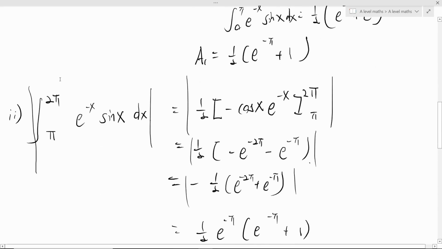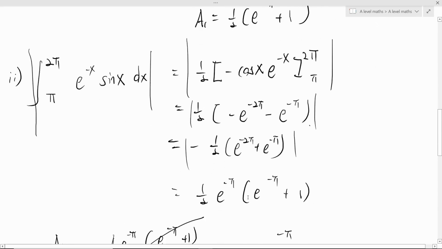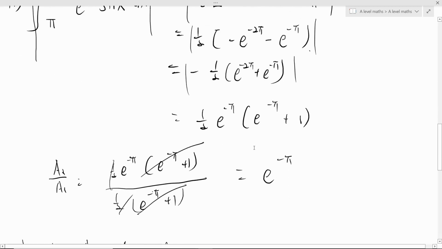Obviously, the other thing about A2 is that it's area under the x-axis. So if we calculate the integral just as it is, it'll be negative, and for calculating area, negative is no point. We need to make it positive by taking absolute values. And by taking absolute values and taking ratios, you can see it's actually e^(-pi).